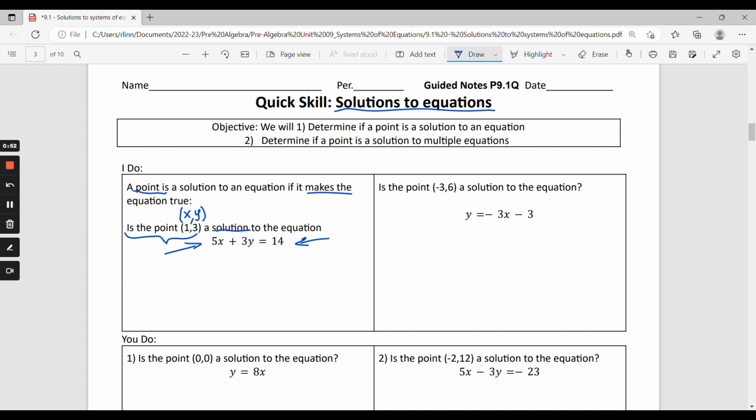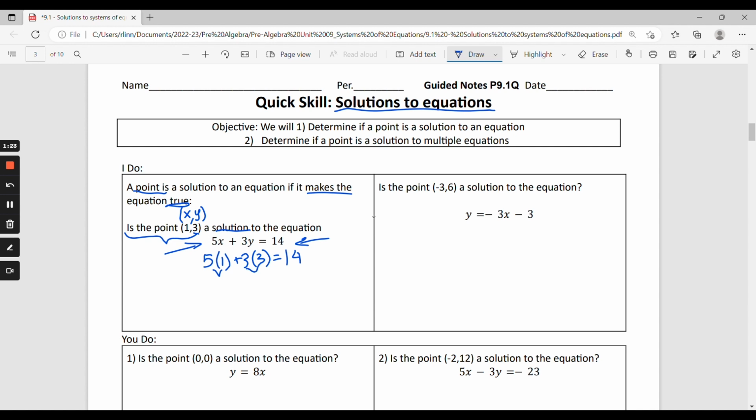So in order to figure out if this is a solution, I need to use substitution and substitute in for those variables. In place of my x value, I'm going to put 1, so 5 times 1. And then in place of my y value, I'm going to put 3, because I've got (1, 3). So I have 3 times 3. Now, if that equals 14, that would make this equation true. So let's go ahead and use our order of operations to find out if this is true.